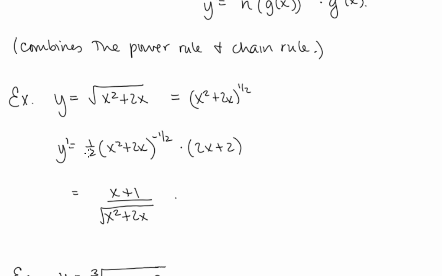And notice the 1/2 and the 2x plus 2, we can cancel a factor of 2. So we're just left with x plus 1 in the numerator. And that's our derivative.